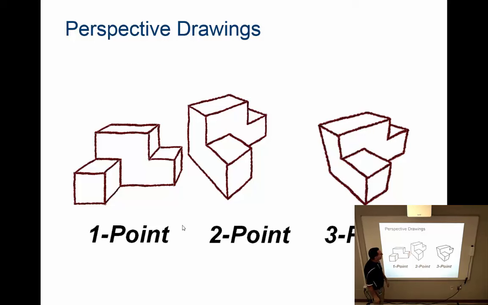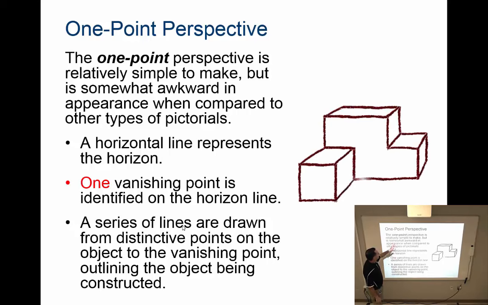There are 3 types of perspective drawings. We're going to cover 1 and 2-point with examples of how to create those. The 3-point perspective we'll just kind of mention. We won't actually do any of those in the activity either. So we're going to start with the 1-point perspective first. It is probably the simplest to make of the 3.